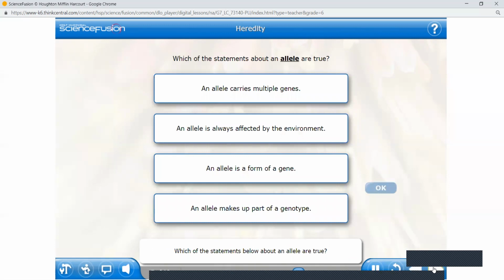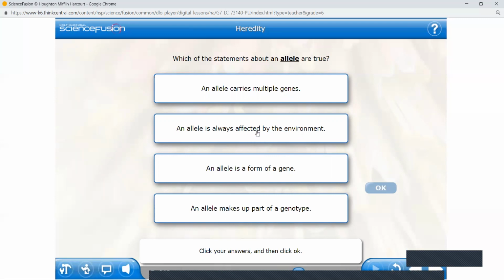Which of the statements below about an allele are true? Click your answers and then click OK. Do they carry multiple genes, or are they always affected by environment, or is it a form of a gene, or does it make up a part of a genotype? What is the answer, girls? The second one.